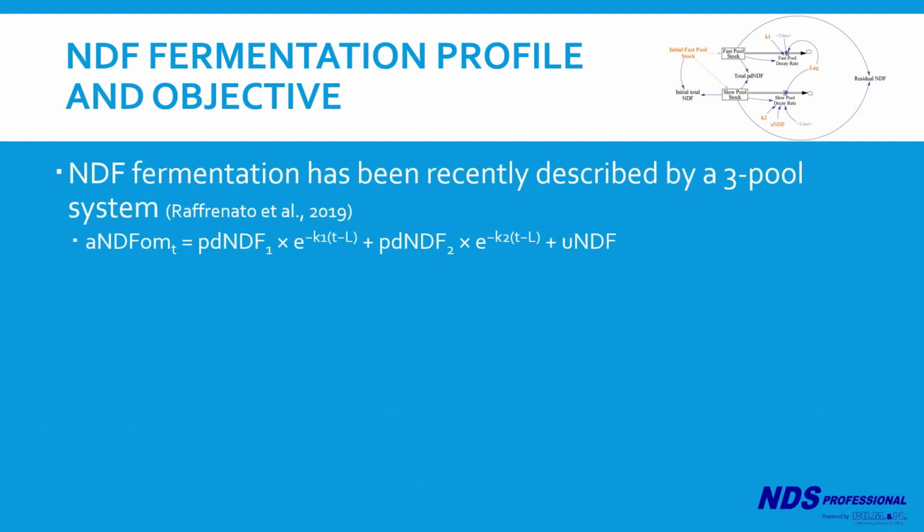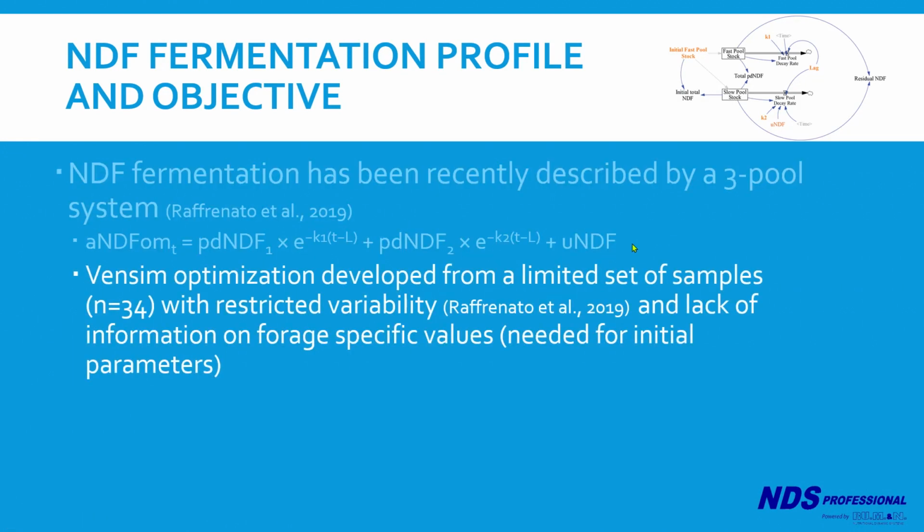NDF fermentation has been recently described by a three-pool system with a faster degrading pool, a slower degrading pool, and an available fraction. Among the tools available to estimate these fractions, there is an advanced optimization from a 2019 publication that has been used in NDS Professional. However, that optimization was developed from a limited set of samples, only 34 samples at that time, with restricted variability, and especially there was a lack of information on forage-specific values needed for initial parameterization of the nonlinear procedure.